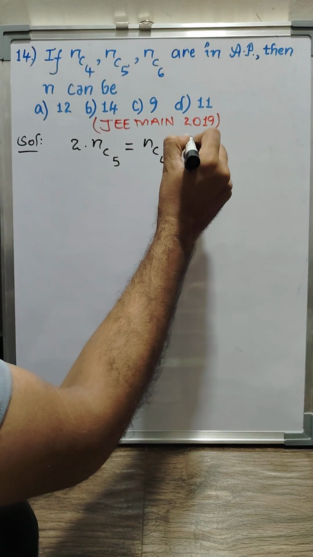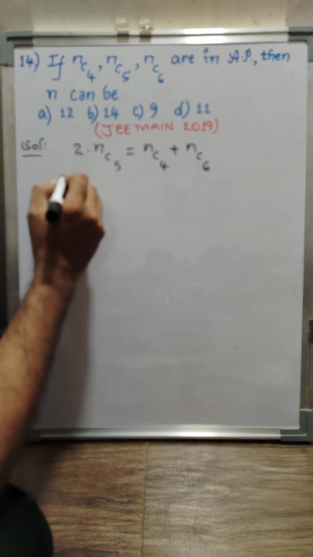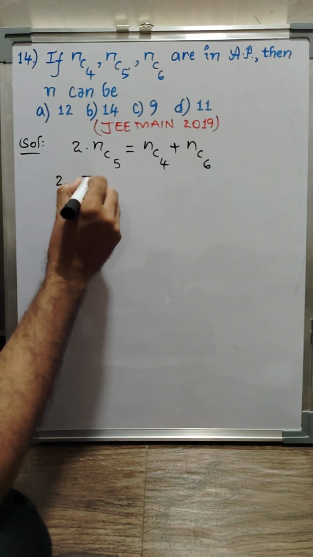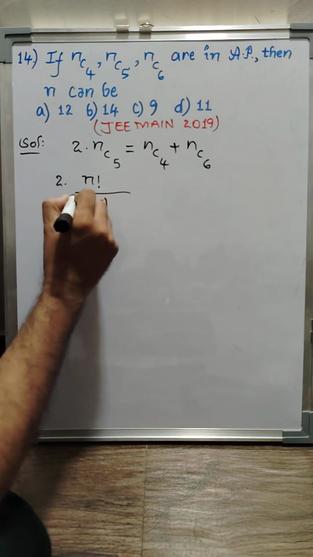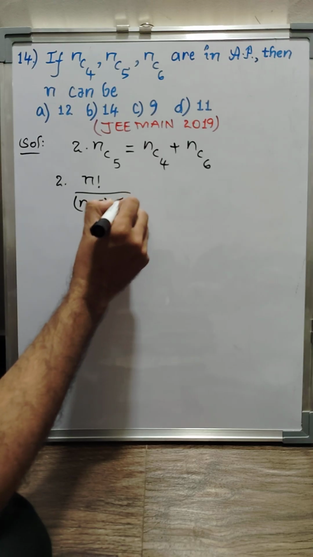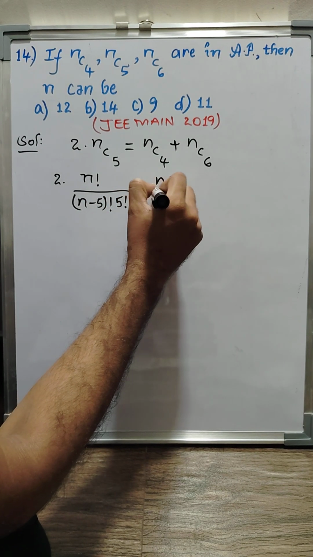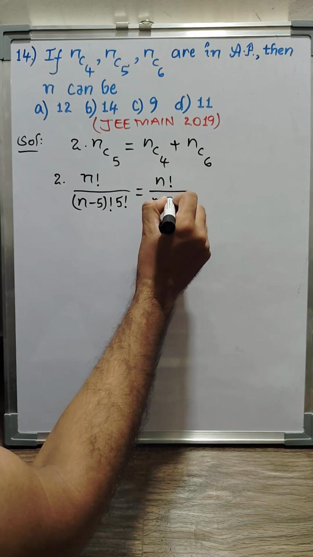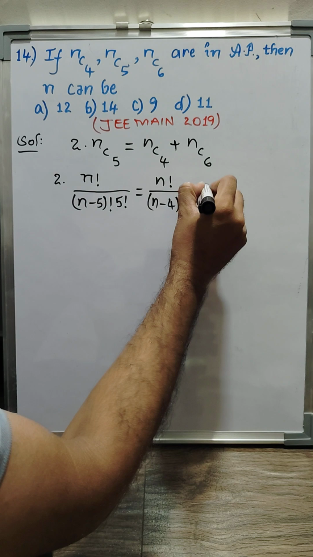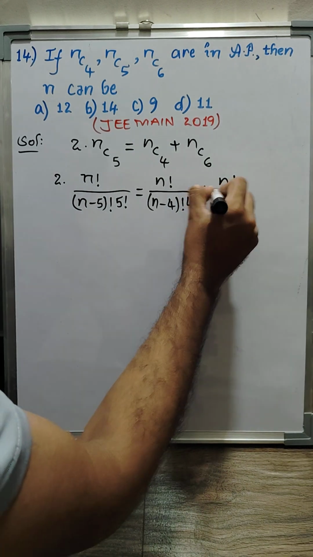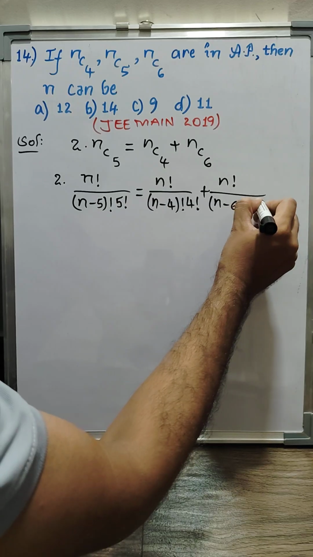is equal to nC4 plus nC6. So we can write here 2 into n factorial by (n minus 5) factorial into 5 factorial, which is equal to nC4, meaning n factorial by (n minus 4) factorial into 4 factorial, plus nC6, meaning n factorial by (n minus 6) factorial into 6 factorial.